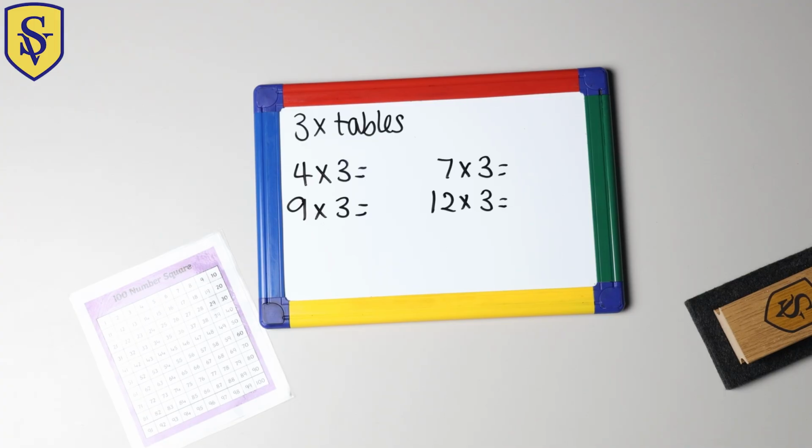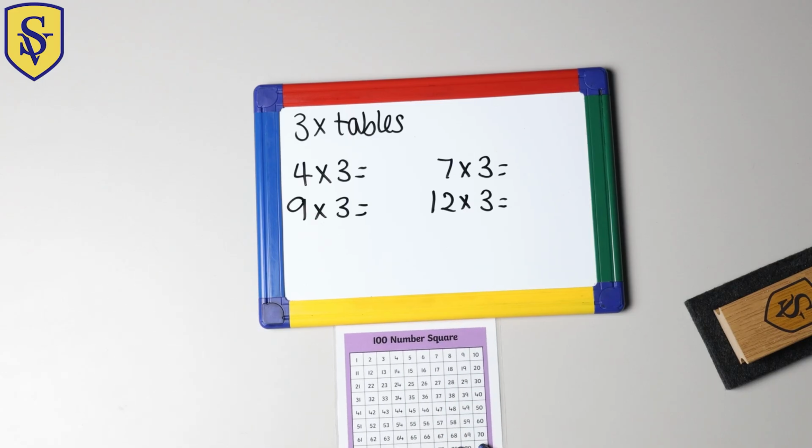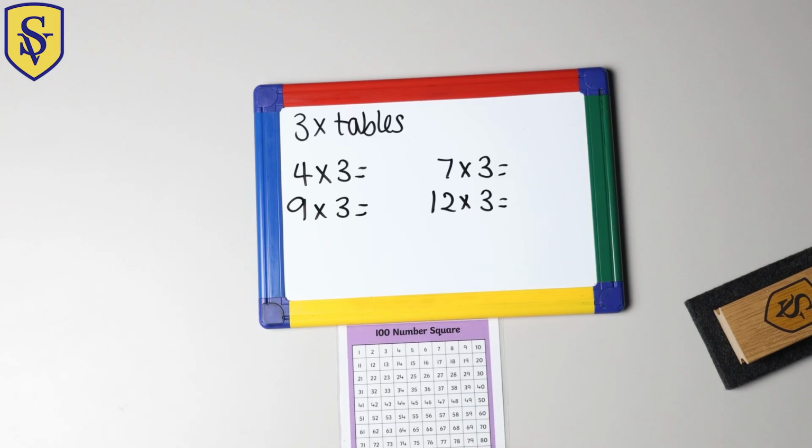We've got 4 times 3, 7 times 3, 9 times 3, and 12 times 3, which can be a little bit tricky to learn. So using the 100 square, this is a really useful tool.